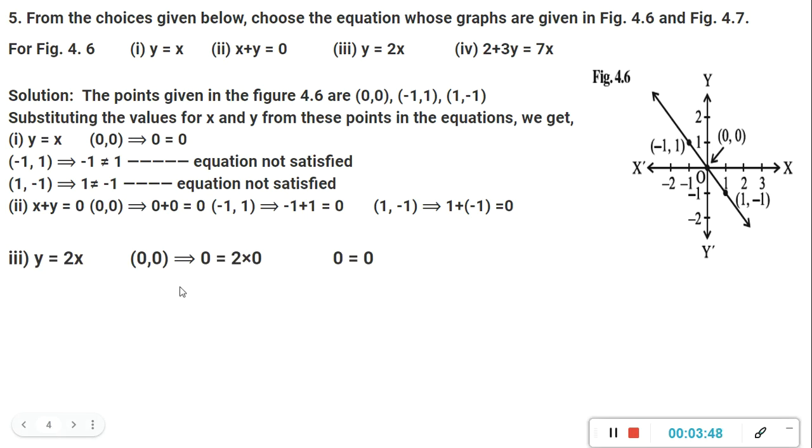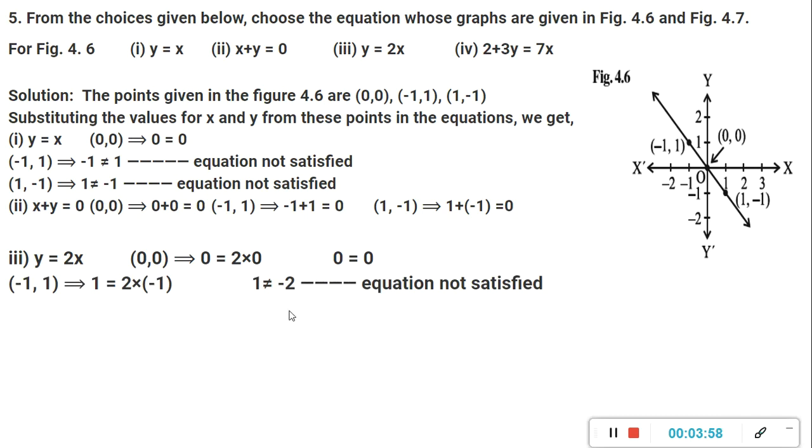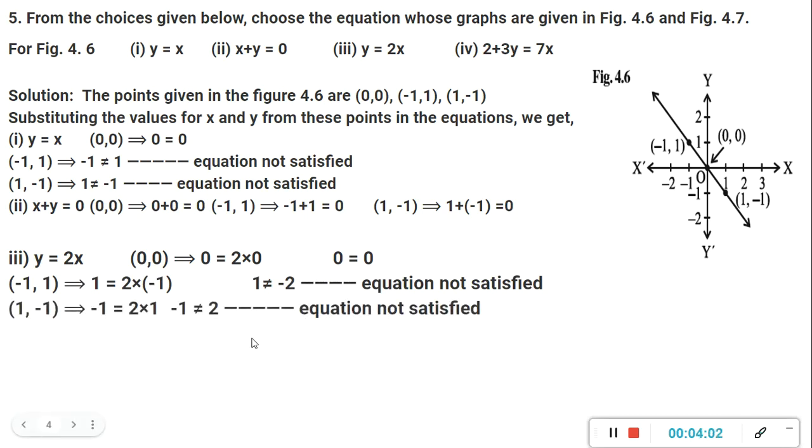The next one is y is equal to 2x. For the first one, 0 and 0, that is okay. Second one, minus 1 and 1: 1 is equal to 2 into minus 1? That means 1 is not equal to minus 2. So the equation is not satisfied. Third case, 1 and minus 1: there also minus 1 is not equal to 2. So this equation is not satisfied.